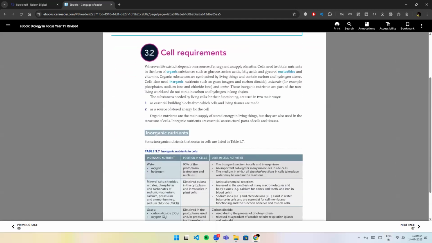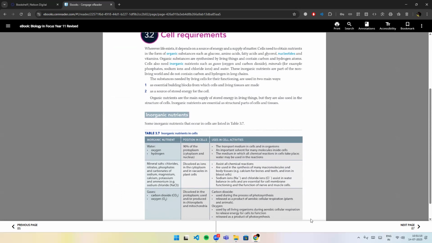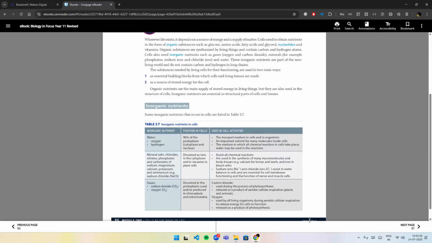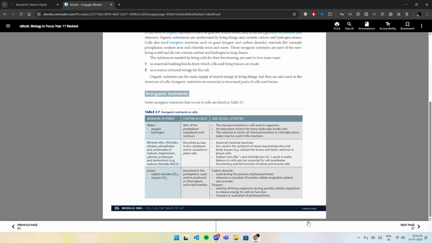Cell requirements. Whatever or wherever life exists, it depends on a source of energy and a supply of matter. Cells need to obtain nutrients in the form of organic substances such as glucose, amino acids, fatty acids and glycerol, nucleotides, and vitamins. Organic substances are synthesized by living things and contain carbon and hydrogen atoms. Cells also need inorganic nutrients such as gases, minerals, and water. These inorganic nutrients are part of the non-living world and do not contain carbon and hydrogen in long chains.